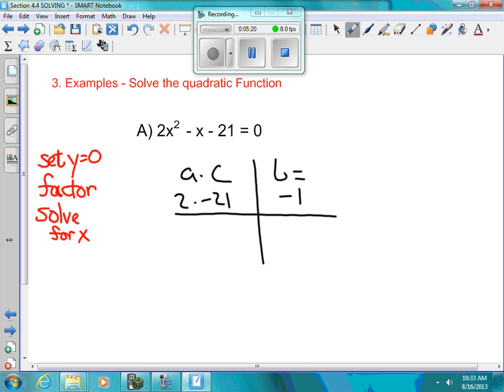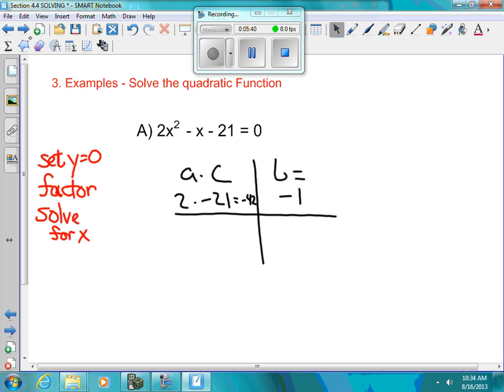I hope. 2 times negative 21 is negative 42. So what multiplies to make a negative 42 and adds to make negative 1? I want you to pause this, try it on your own, see if you can find the combinations, list them out. Okay, and then when you're done, come back and hit play.